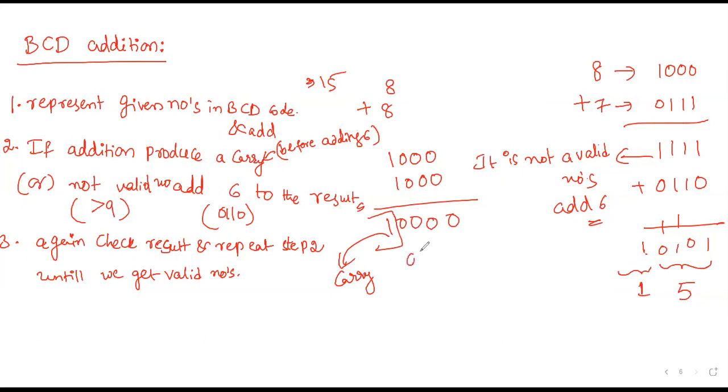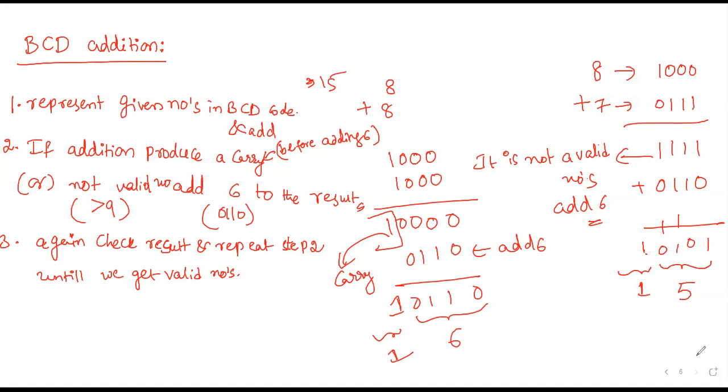So add 6, 0110. This is add 6. So 0001 0110, so this is nothing but 16. Okay. So if the addition produces a carry or a not valid number, add 6 to the result. And again check the result and repeat step 2 until we get valid numbers.